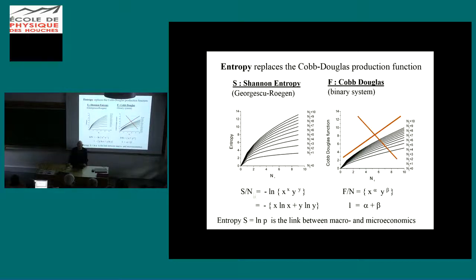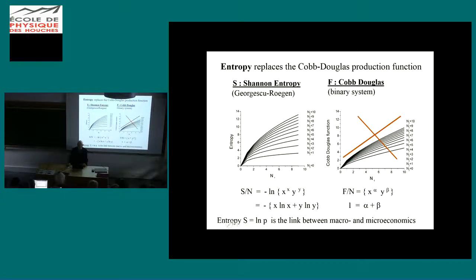And so the Shannon entropy x ln x plus y ln y replaces this function, and you see this function looks very similar, but it's much bigger, because the maximal production function, people thought the Cobb-Douglas function is the biggest one. It's not. The Shannon entropy is the biggest production function. It's much bigger than the Cobb-Douglas function.